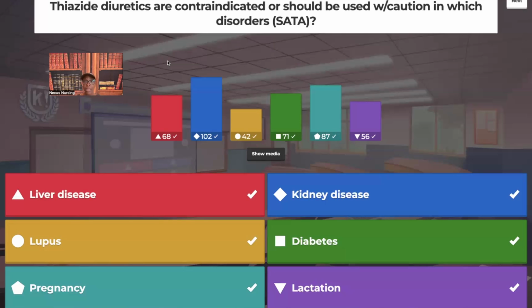Next, diabetes. Here's why. As much as we love thiazide diuretics, unfortunately, one of the adverse effects is that it increases the glucose levels. Now, that would be okay for someone who's not diabetic because your glucose level can increase slightly. But if you are diabetic, that's an issue, right? So you're going to call the healthcare provider and say, hey, did you know this patient's a diabetic?